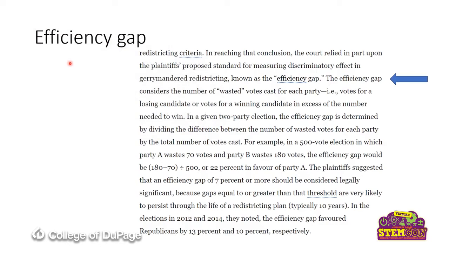Now, some of the attorneys have proposed that a good way to think about this is what's called an efficiency gap. The efficiency gap considers the number of wasted votes cast by each party. So, for example, in a 500-vote election in which Party A wastes 70 votes and Party B wastes 180, the efficiency gap would be 180 minus 70 divided by 500, or 22% in favor of Party A. The plaintiff suggested that an efficiency gap of 7% or more is considered legally significant.